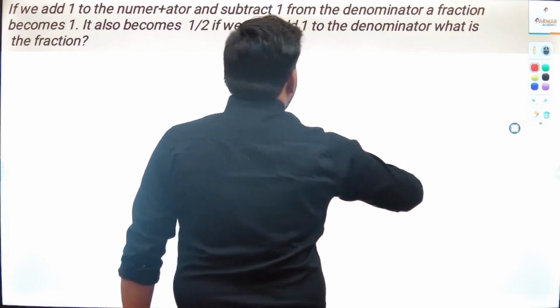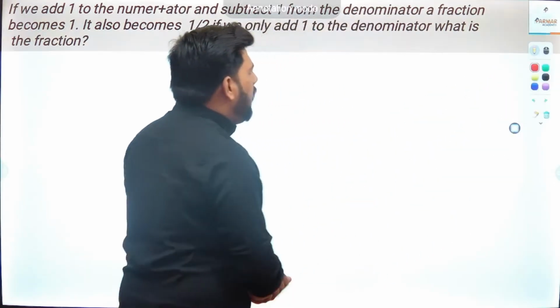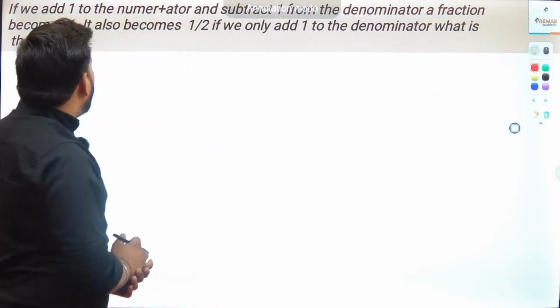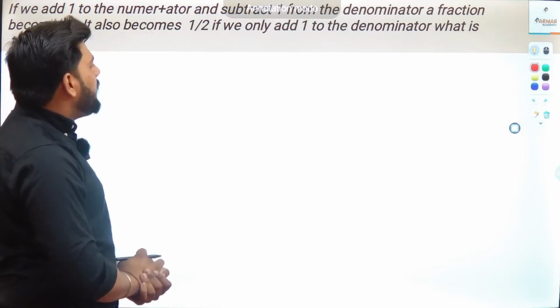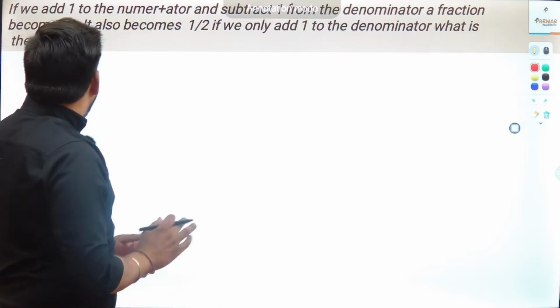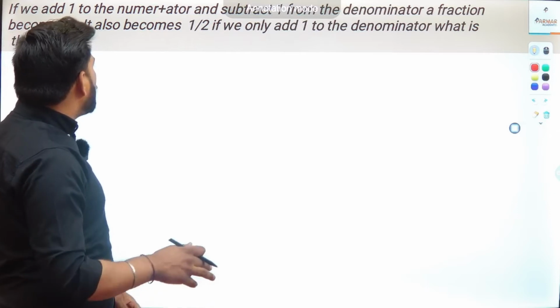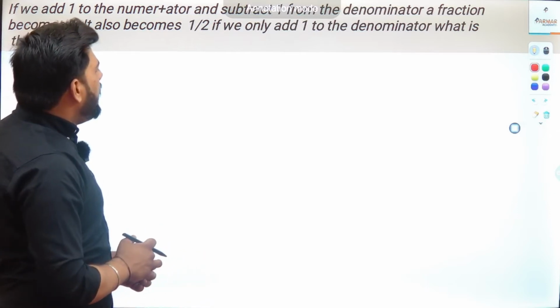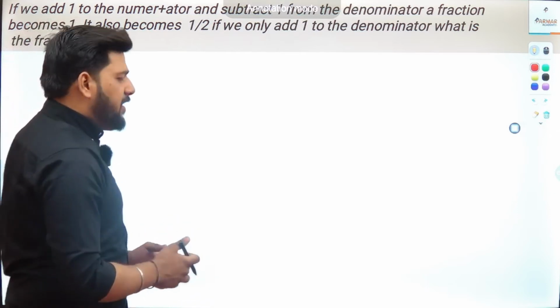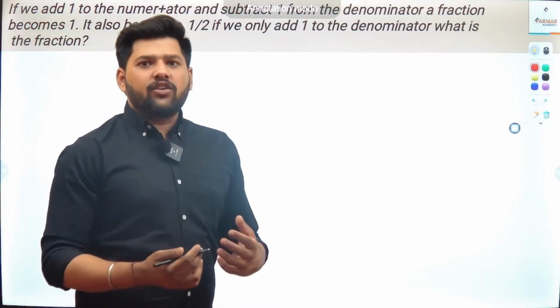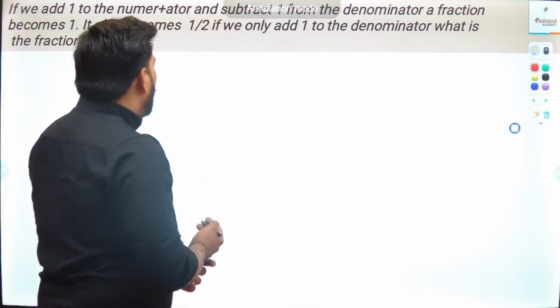The next one is, this is a statement problem: if we add 1 to the numerator and subtract 1 from the denominator, a fraction becomes 1. It also becomes half if we only add 1 to the denominator. What is the fraction? So this is the question related to fractions. So we have to find the fraction.